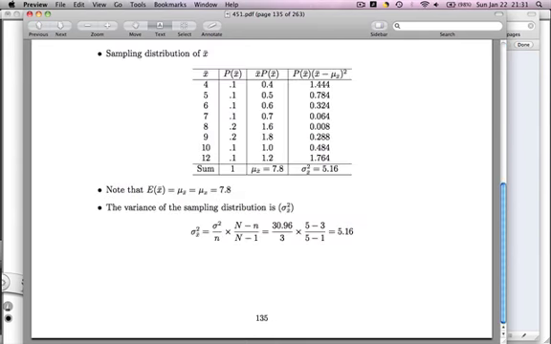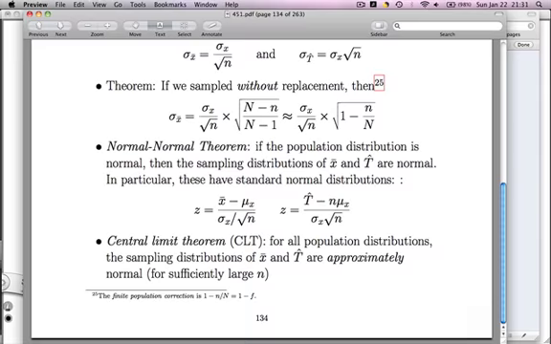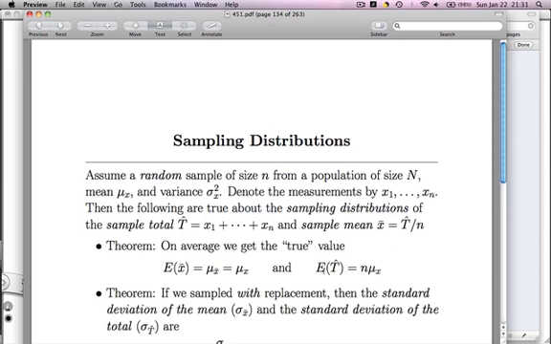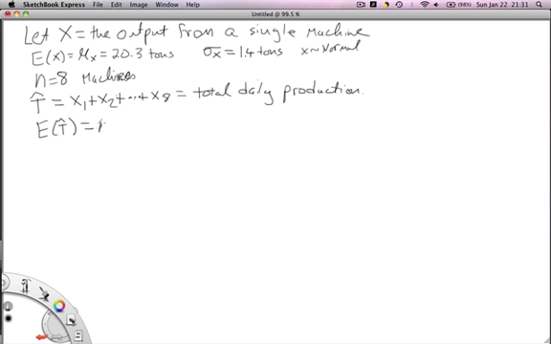Well, to answer this, let's go back to the slide that summarizes the results for sampling distributions. And here it is. The mean of t hat is just n times mu sub x. So from that, we know this is n times mu sub x. So 8 times 20.3 equals 162.4 tons. Now, you probably didn't need statistics to guess that, but that's what this formula says. So sometimes it's kind of good to apply it to an obvious thing.